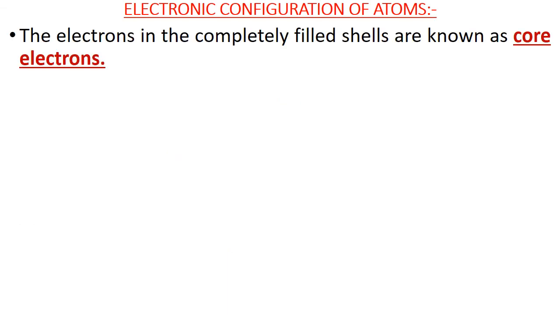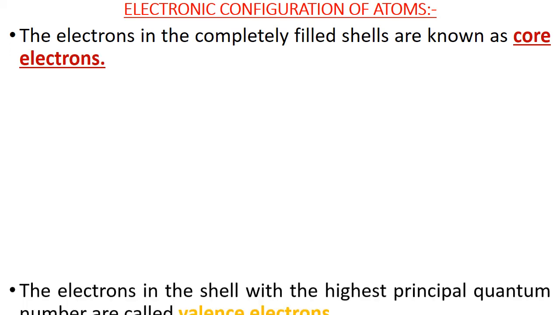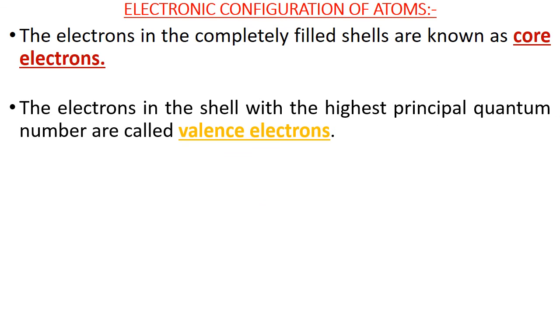The electrons in the completely filled shells are known as core electrons. The electrons in the shell with the highest principal quantum number are called valence electrons, or the electrons present in the outermost shell of an atom are called valence electrons.